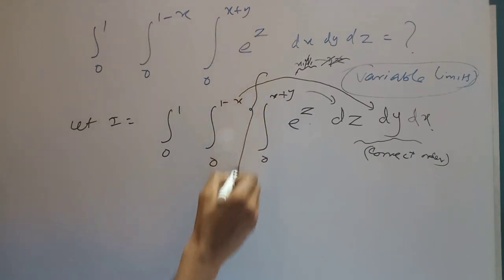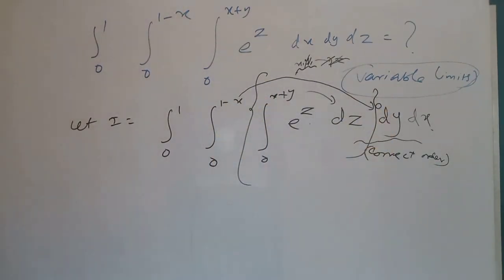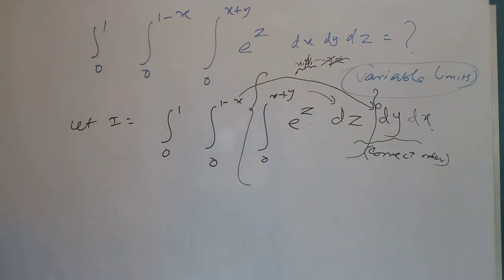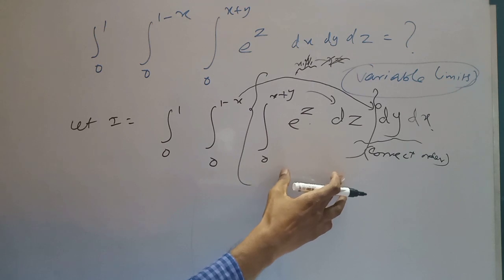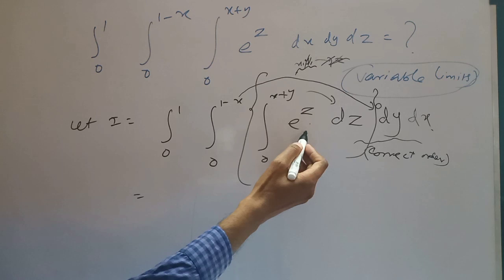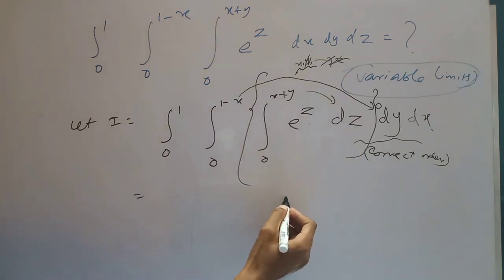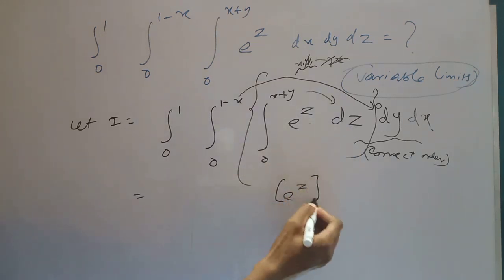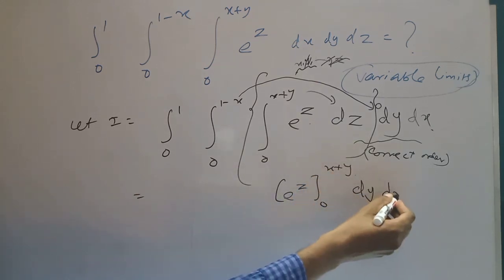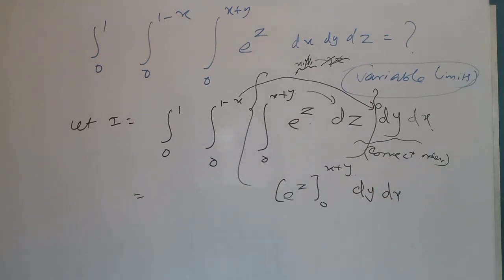Now complete the inner integration. The innermost integration is with respect to z. After completing it, we have to move outward. The integral of e power z with respect to z is e power z, with limit 0 to x plus y. The outer integration is dy dx, with corresponding limits 0 to 1 minus x, and 0 to 1.